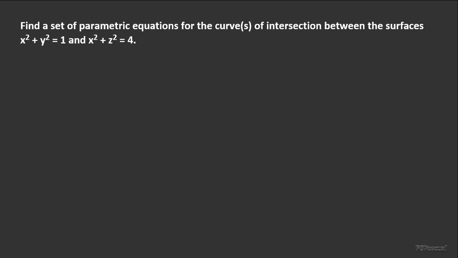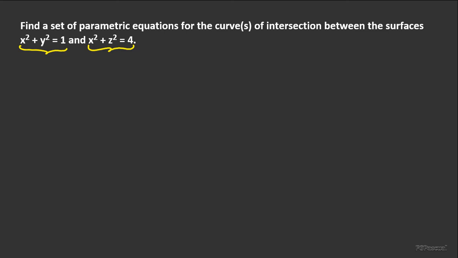Hi, in this lecture we generate the parametric equations of a curve that happens to be the intersection between two surfaces. The two intersecting surfaces are two mathematical cylinders. One is x squared plus y squared equals 1, and the other is x squared plus z squared equals 4.